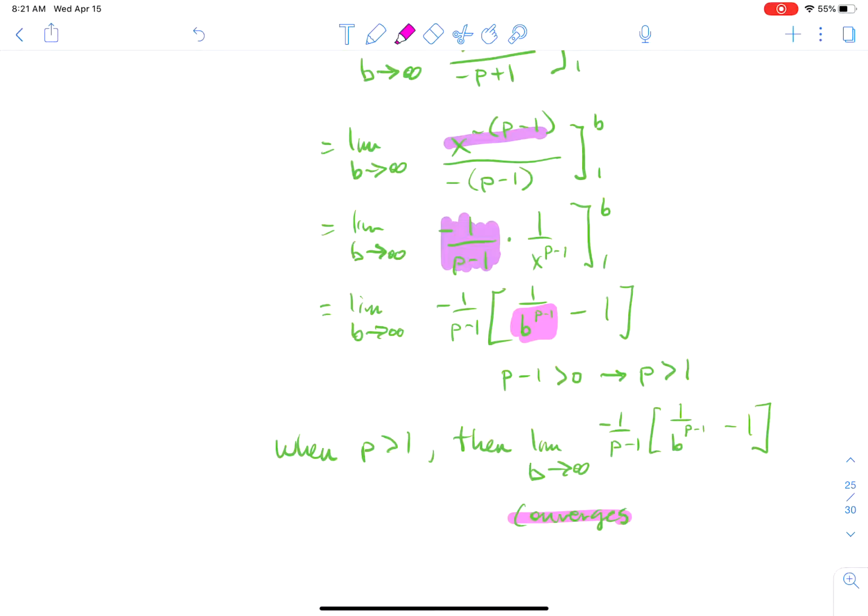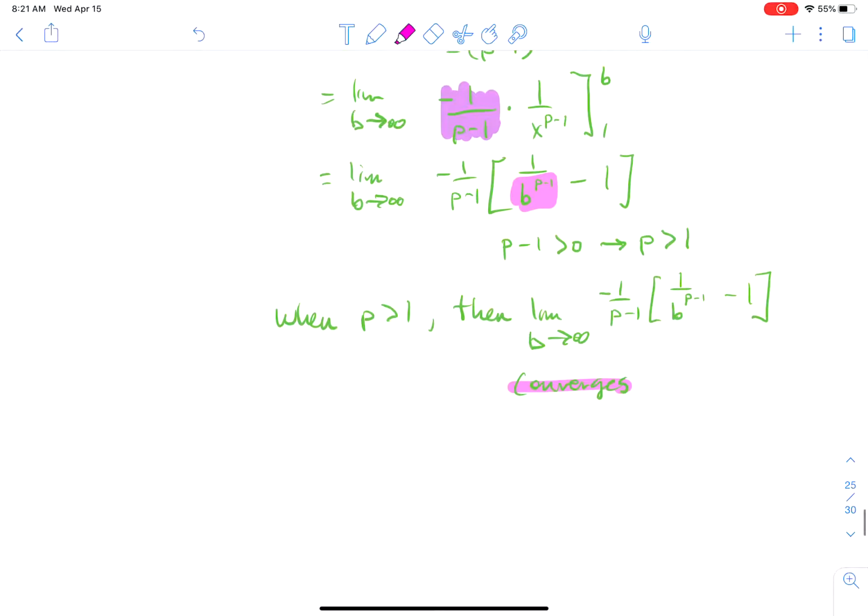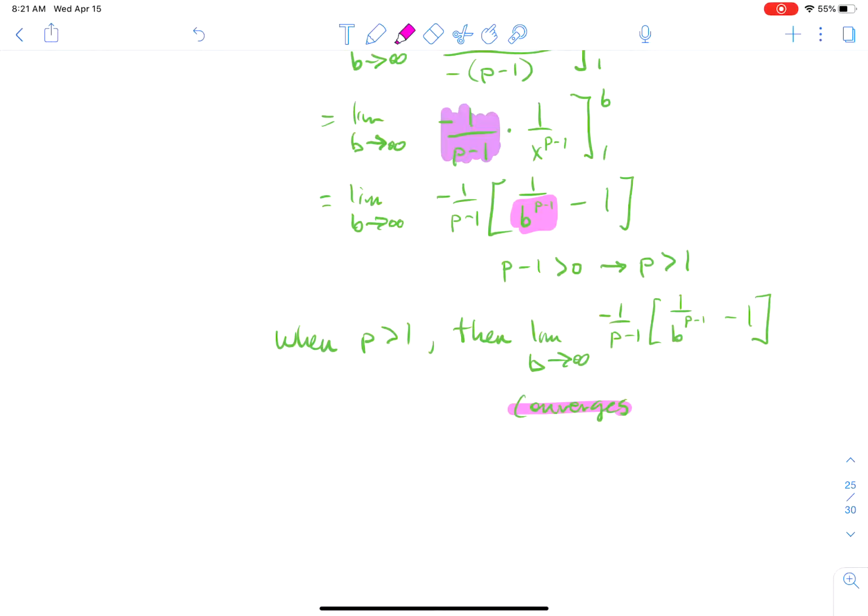Okay, but what if it was negative, right? It is possible that our power here is negative because we're subtracting 1 from it. And so when I have p minus 1 less than 0, whenever I add the 1 over, if p is less than 1, then this thing is going to diverge. And the reason why it's going to diverge is because the exponent, again, would be negative.